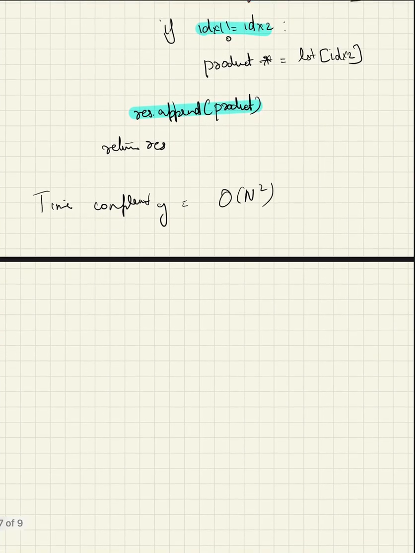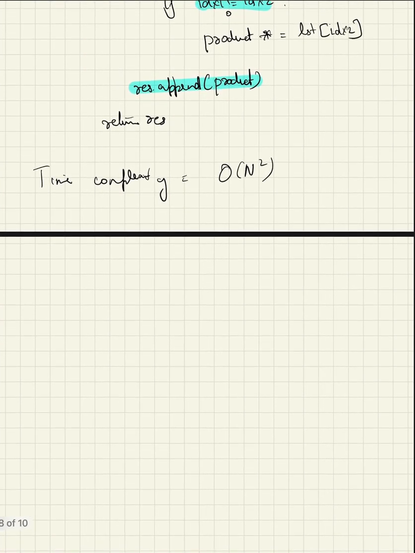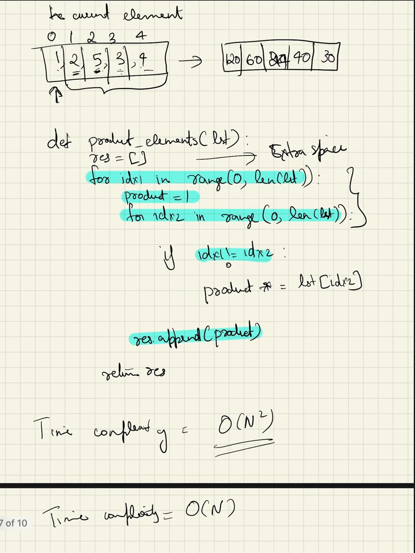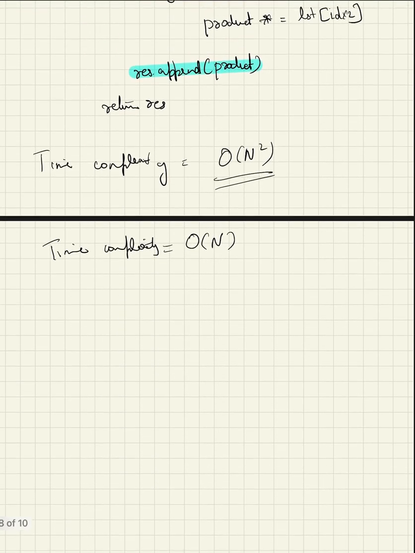Okay, so we saw that the time complexity for that solution was O of n squared in part 1. In part 2, we'll try to find a solution which has a time complexity that is linear, O of n. The way we get to this optimized solution is slightly interesting, so I'll take the same example and walk through it.